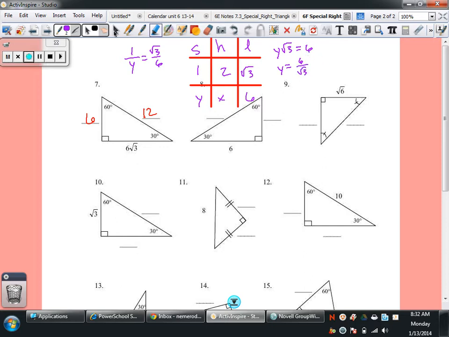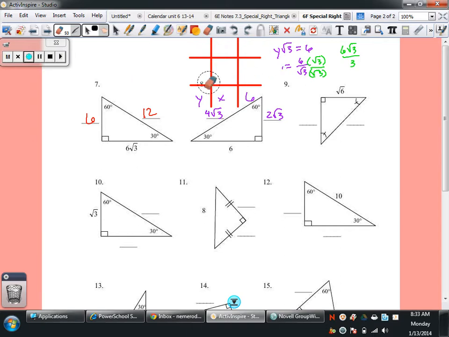So here we have to rationalize the denominator. We do that by multiplying the top and bottom by the square root of 3. And then we're left with 6 square roots of 3 over 3, and 6 over 3 reduces to 2. So the short side, this side right here, is 2 times the square root of 3, and the hypotenuse is always double that, so this is 4 times the square root of 3. Let's take a look at another one.